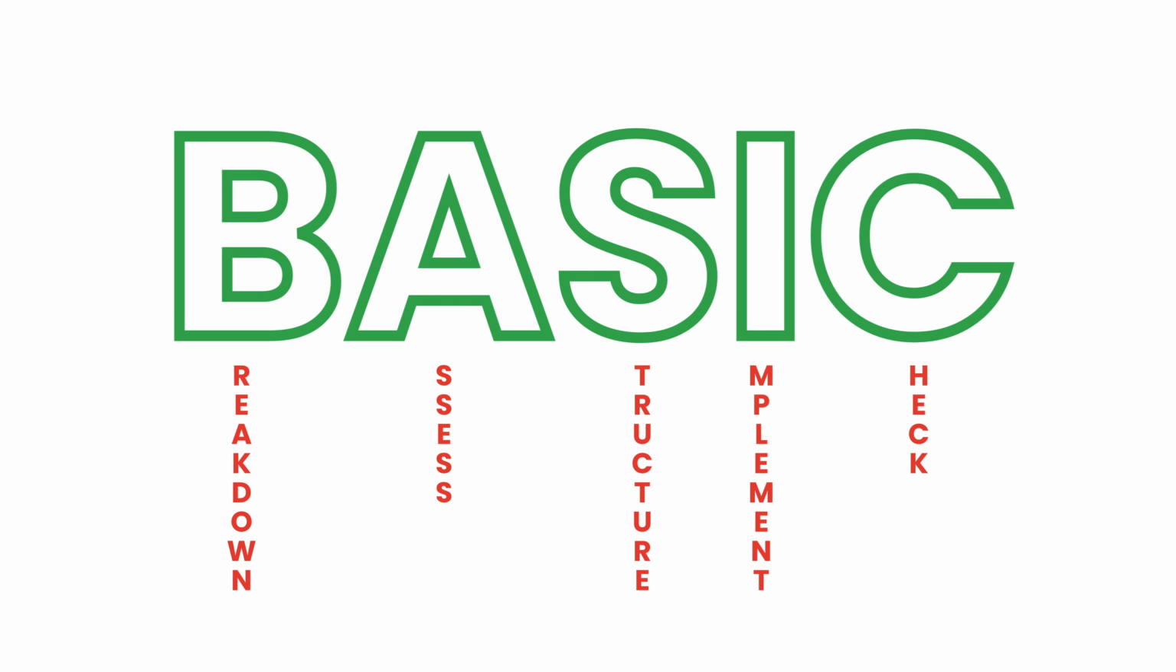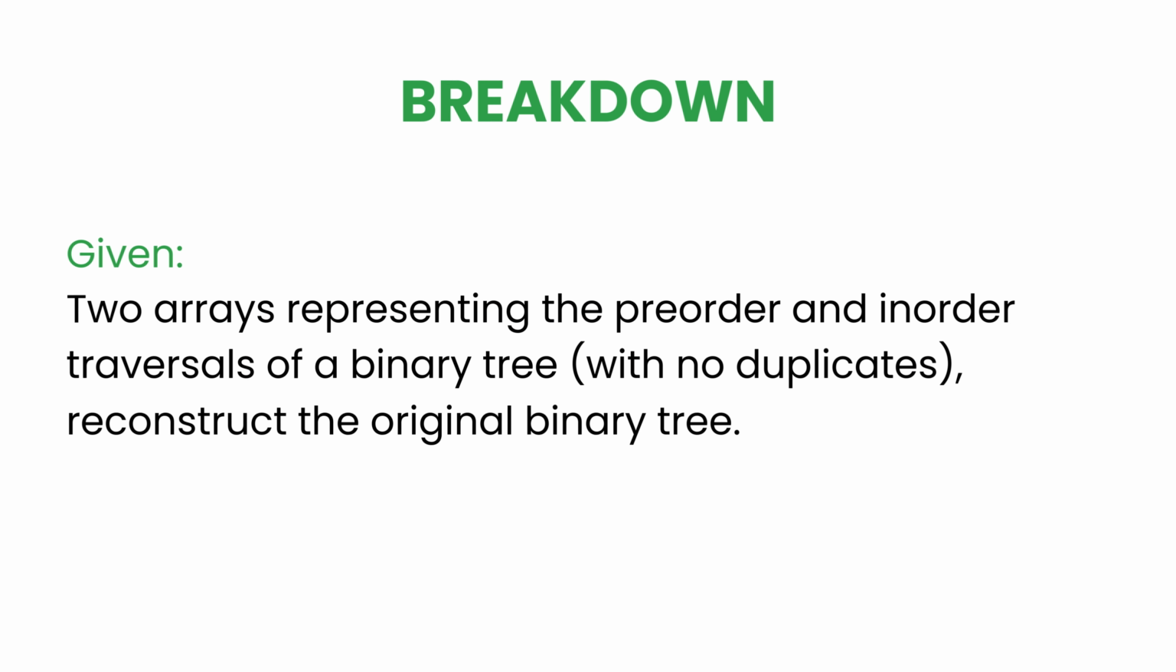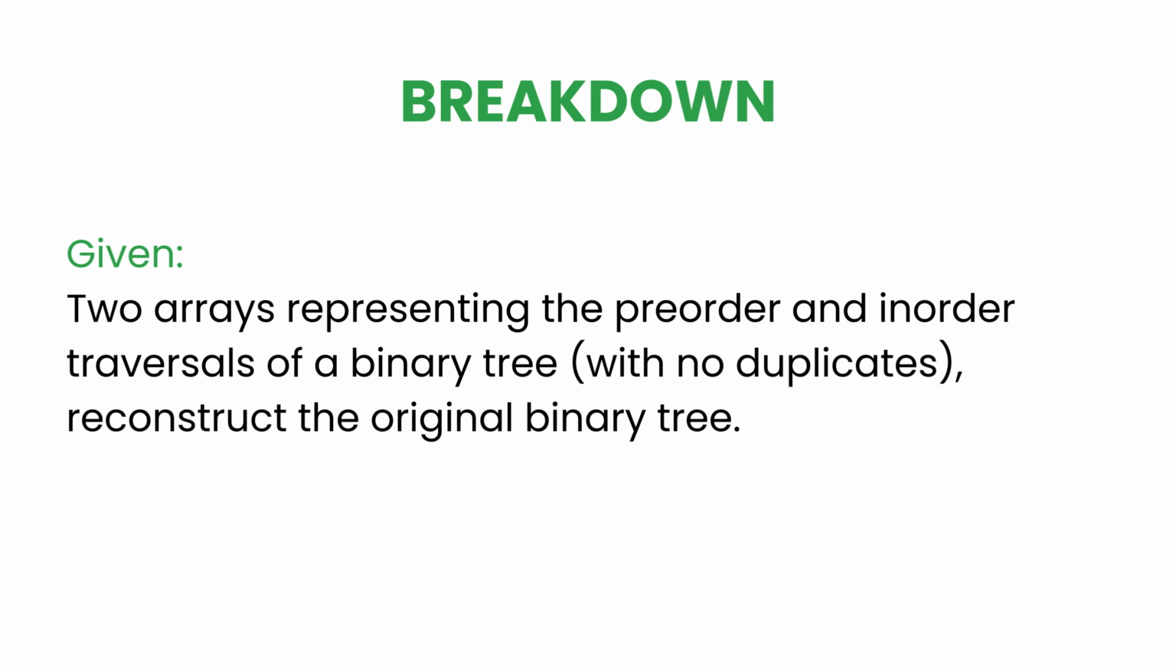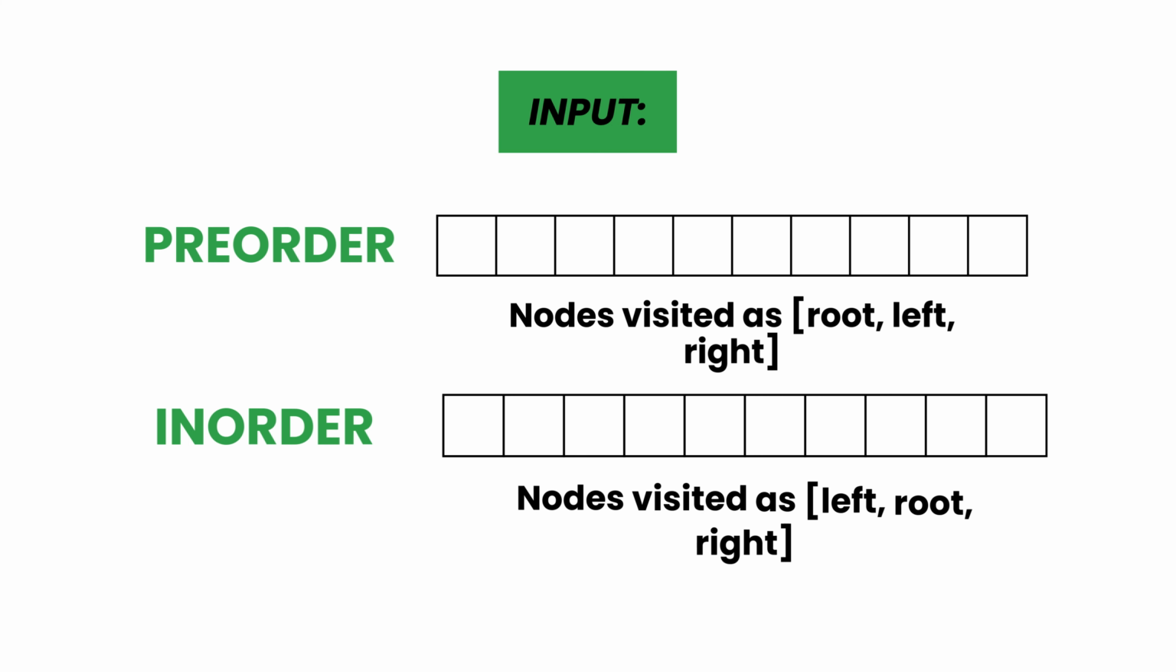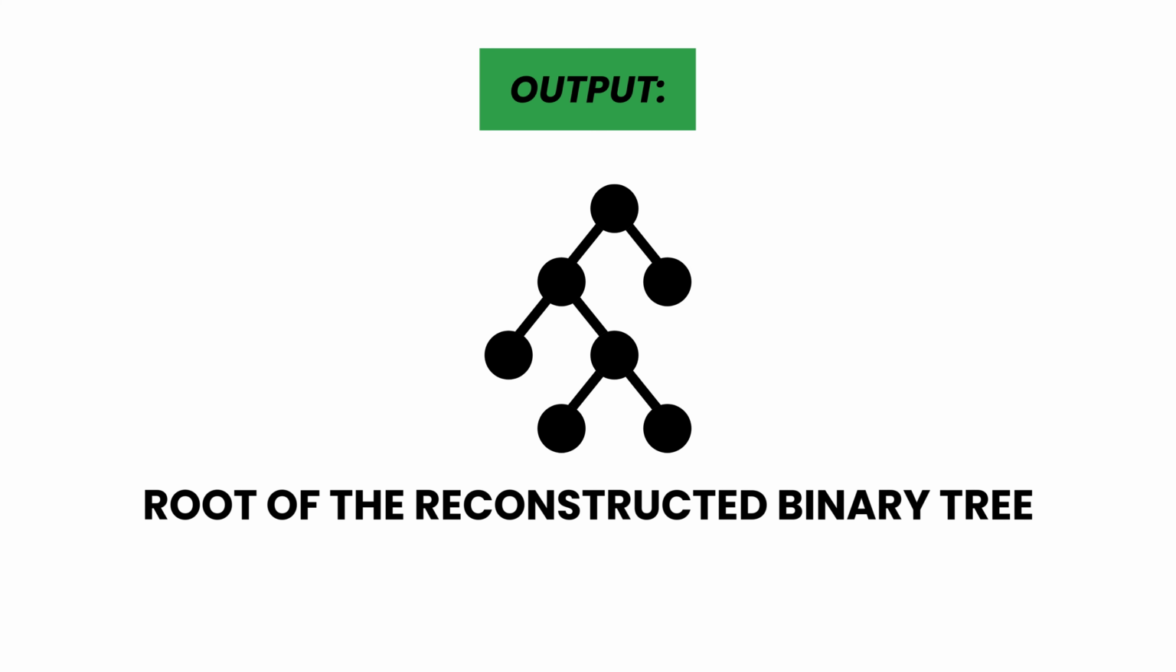We'll use the basic method to solve construct binary tree from preorder and inorder traversal, giving you a powerful template for any tree reconstruction problem. Let's break this down. Given two arrays representing the preorder and inorder traversals of a binary tree, with no duplicates, reconstruct the original binary tree. Input: preorder, nodes visited as root, left, right. Inorder, nodes visited as left, root, right. Output: root of the reconstructed binary tree.